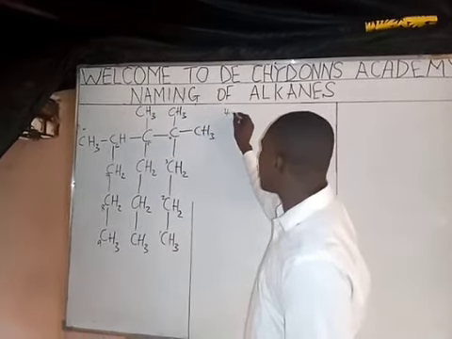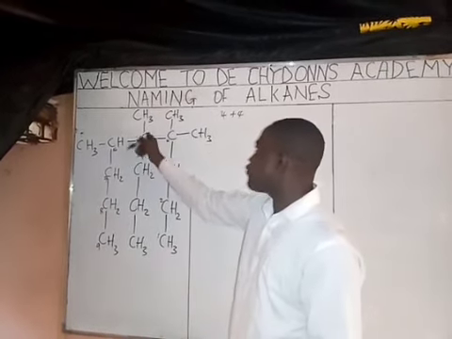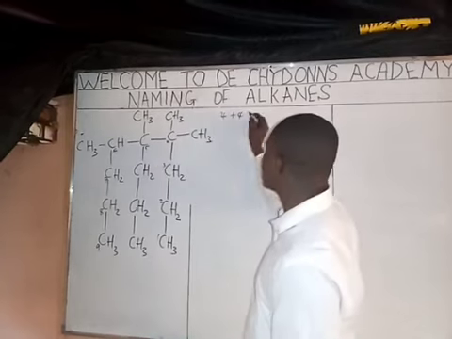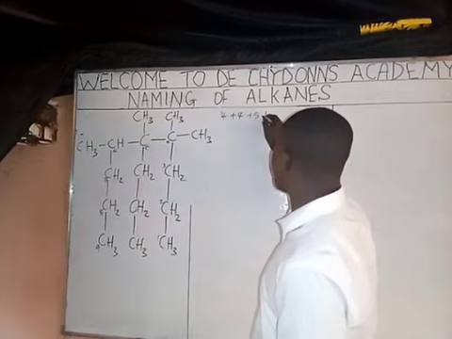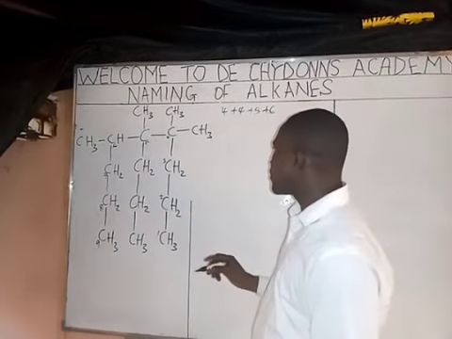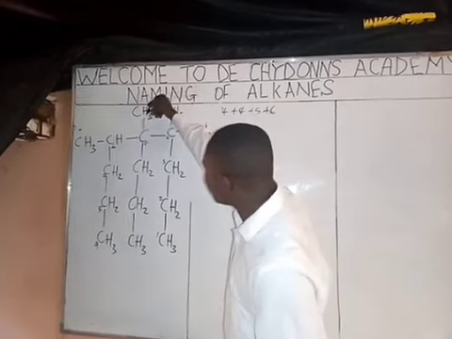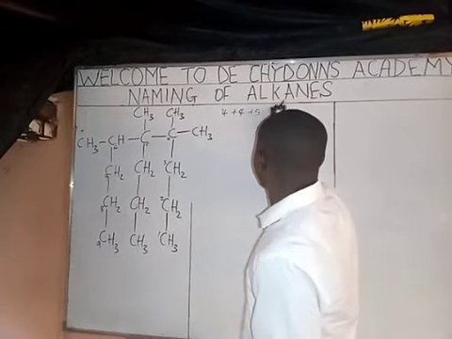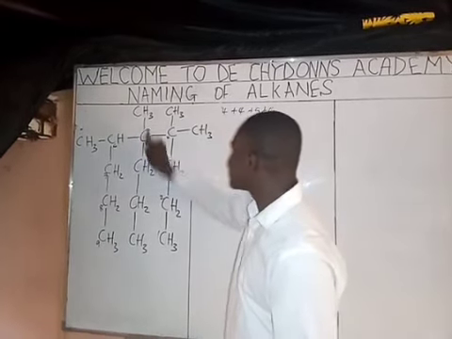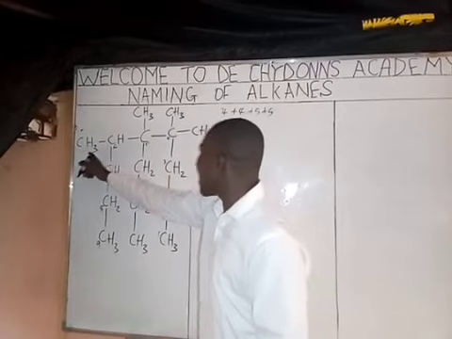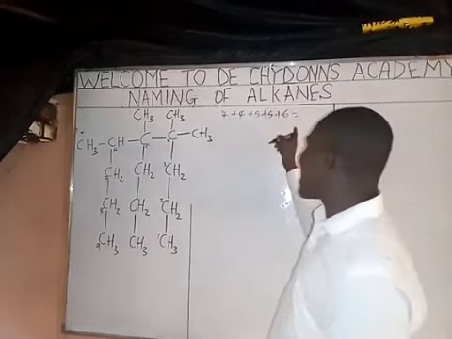So we have 2, 4, 4 plus 4. Then at carbon 5, we have another substituent, plus 5. At carbon 6, we have another substituent, plus 6. Okay? Even at carbon 5, we have 2 substituents, which is methyl and propyl. So we have 5 plus 5, 2 substituents here. Then at carbon 6, we have 1 methyl, we say plus 6.